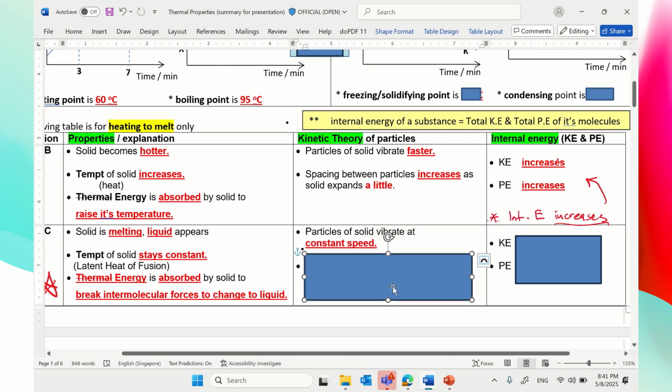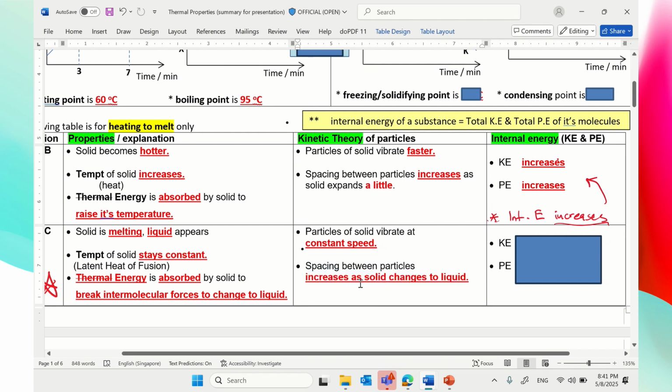Now, number two, concerning the space between them, the space increases because the state has changed from solid to liquid. If you remember the molecular structure for liquid, the molecules are slightly further apart. The molecules have changed from very closely packed to slightly further apart, such that the molecules are now able to move in clusters, gliding across one another. That is the liquid state. So the spacing between the particles increases.